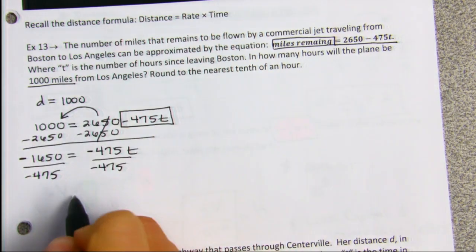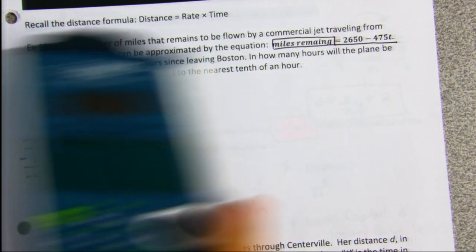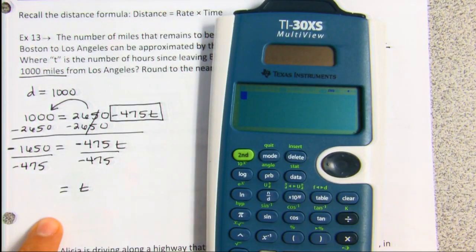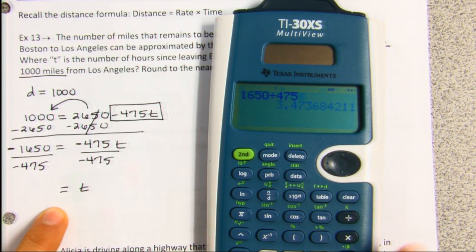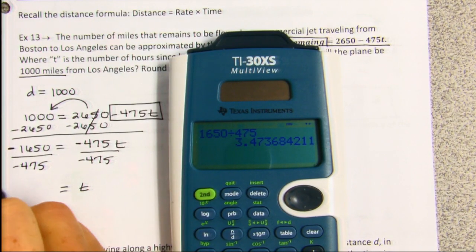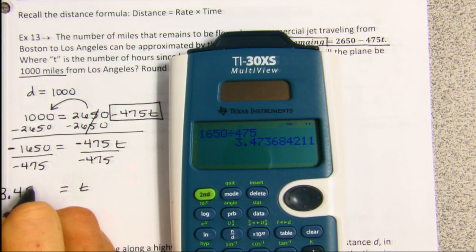And so I know a negative divided by negative is a positive, so when I'm entering this into my calculator, I personally am just going to type in 1650 divided by 475, and it says to round to the nearest what? Tenth of an hour.